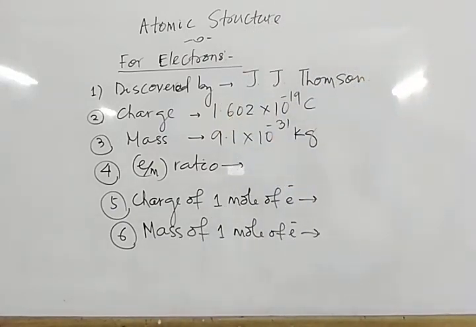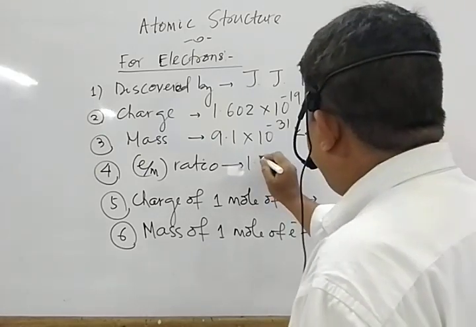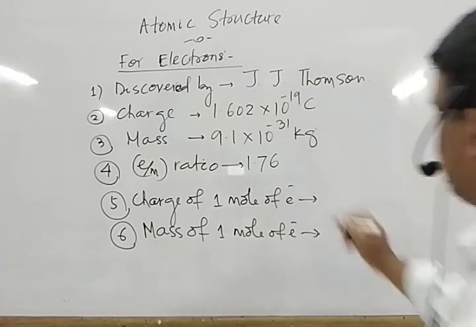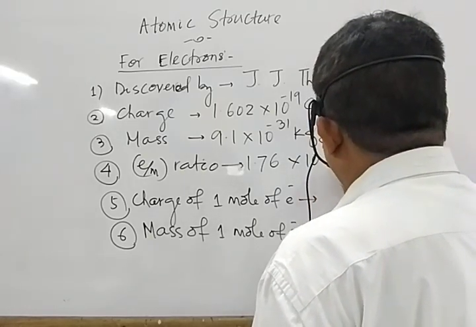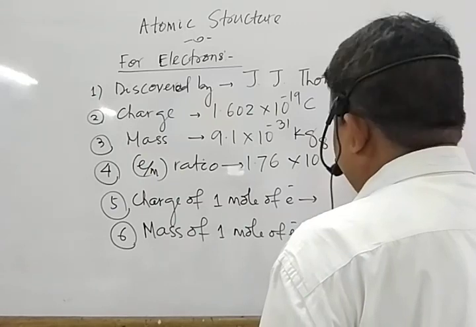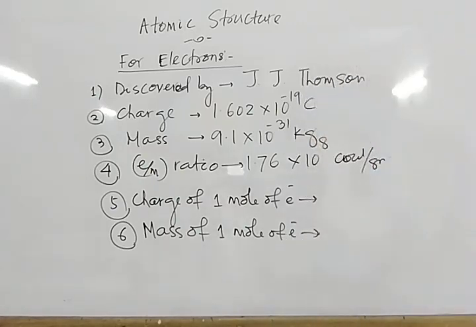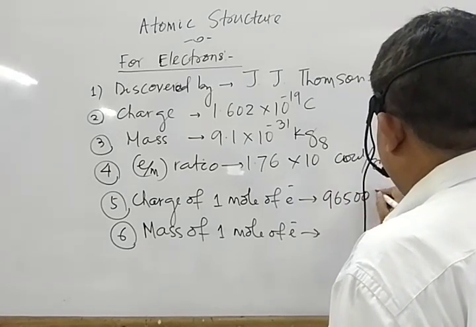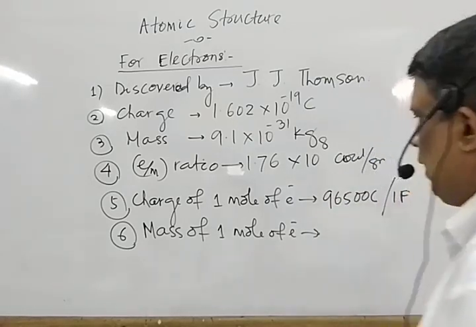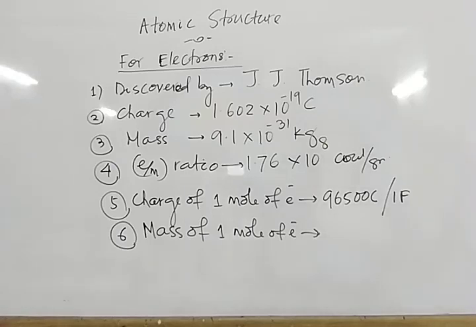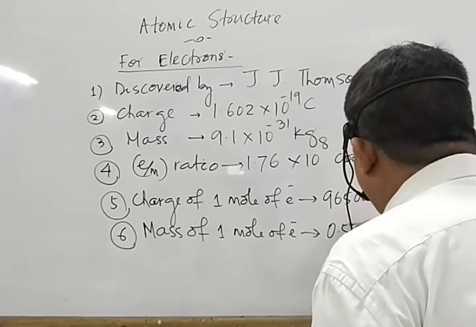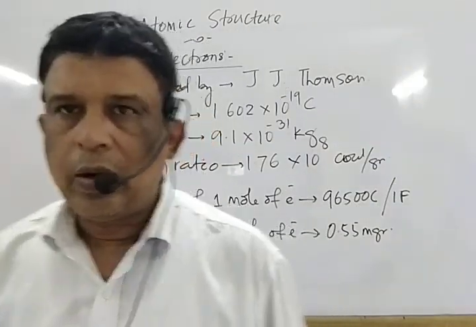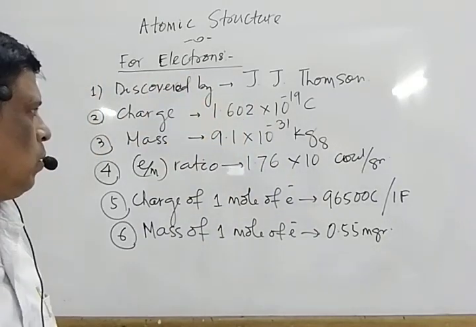Next, the charge by mass ratio is 1.76 into 10 to the power 8 coulomb per gram. Then the charge of 1 mole of electron is equal to 96500 coulomb, or 1 Faraday. Then the mass of 1 mole of electron is 0.55 milligram. These are some data necessary to recall for the electron.